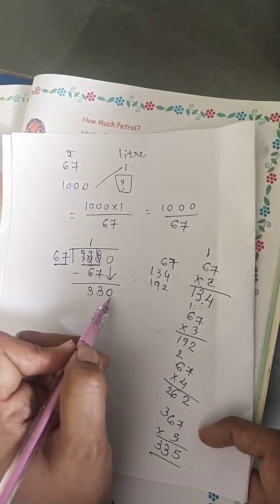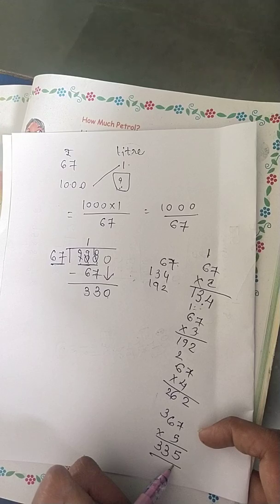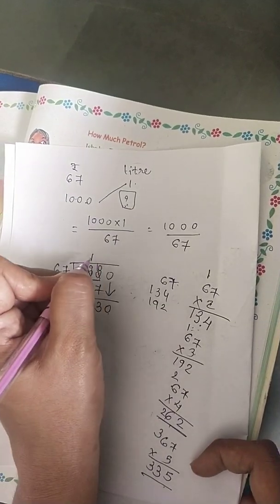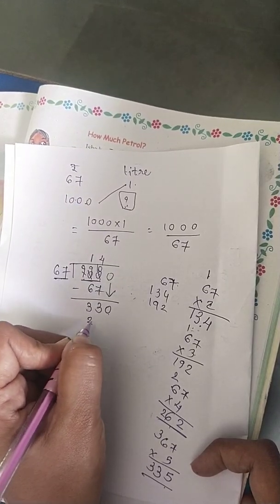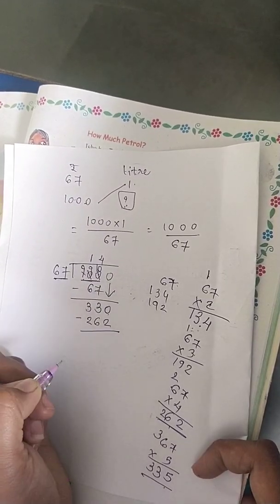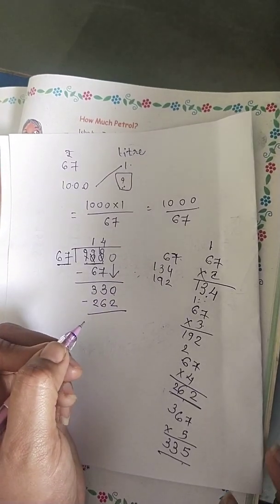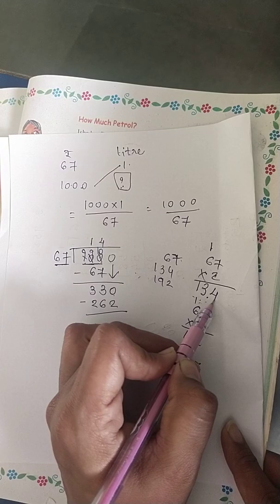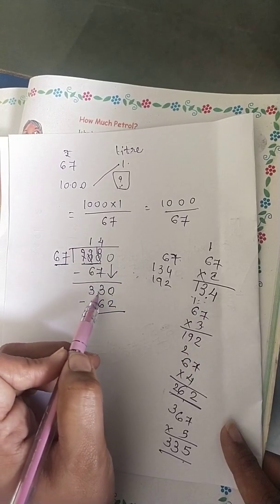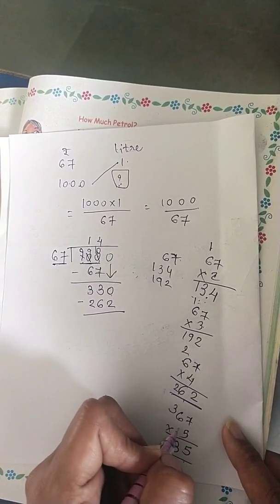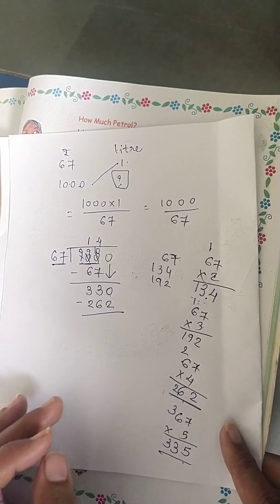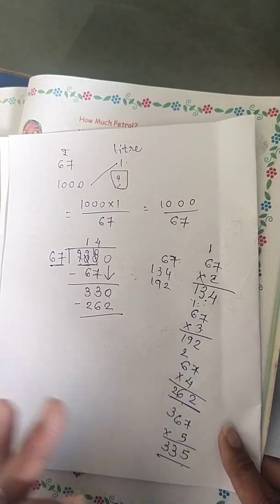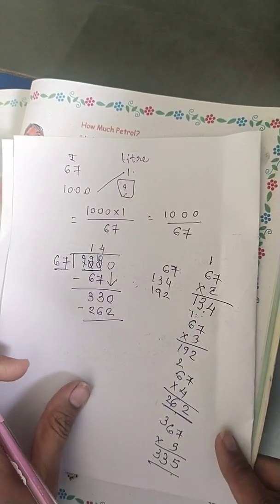So 335 is higher. Yes. So what are 67 fours? 268. After practice, students, you can directly identify: 67 twos are 134, so it's a little far from 330. So you can directly try with 4, 5, 6. Okay, but if you are not able to identify directly, then you have to do the multiplication this way. Clear?